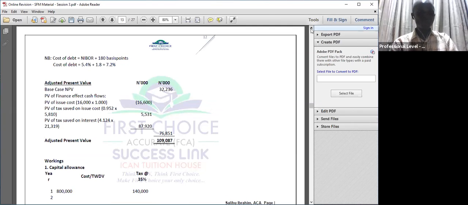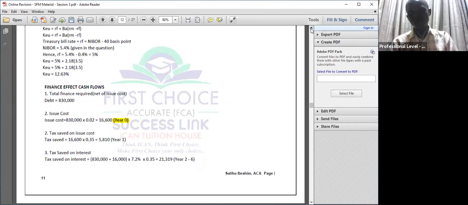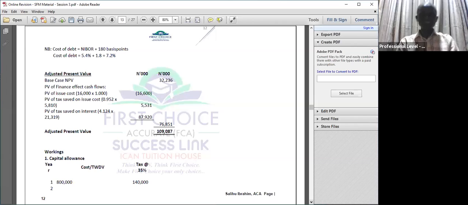Now, I don't have subsidy, so I don't have to do tax saved on net savings on subsidized loan. Can you see that? It is the information presented in the question that will give you direction as to the items you need to sort in your finance effect cash flow. So these are the cash flows that are applicable to this particular question. Now, adjusted present value. Don't mind me.